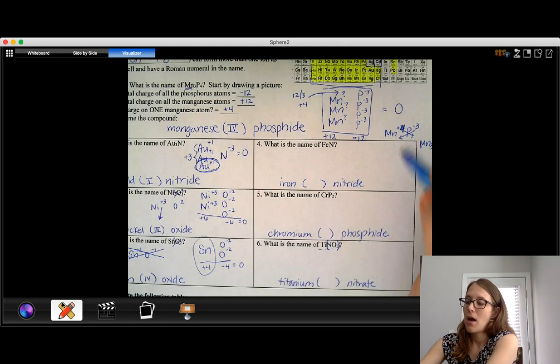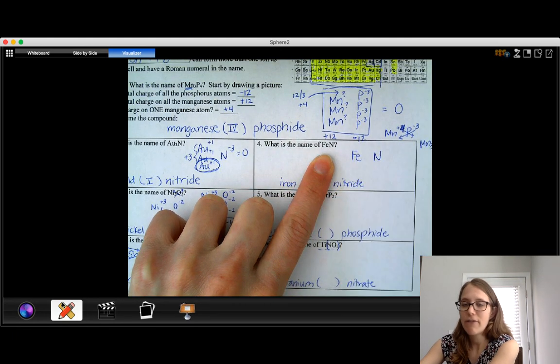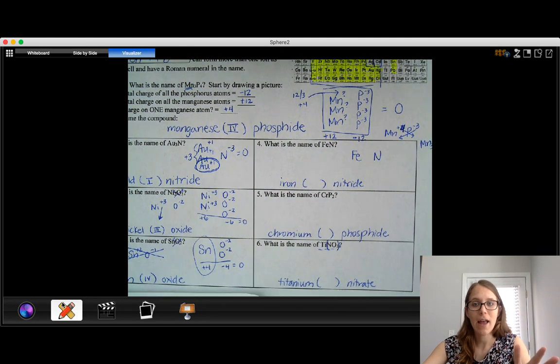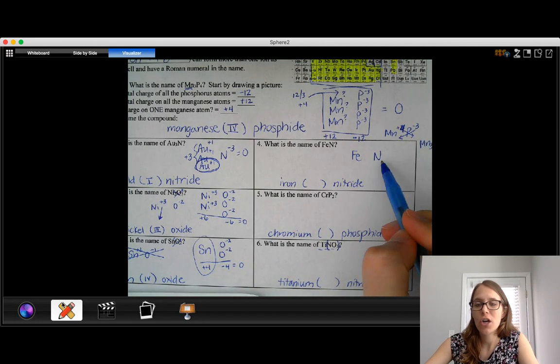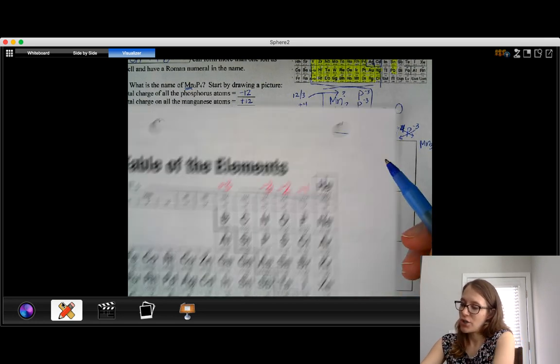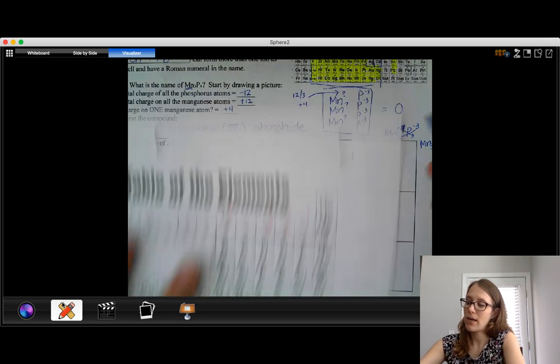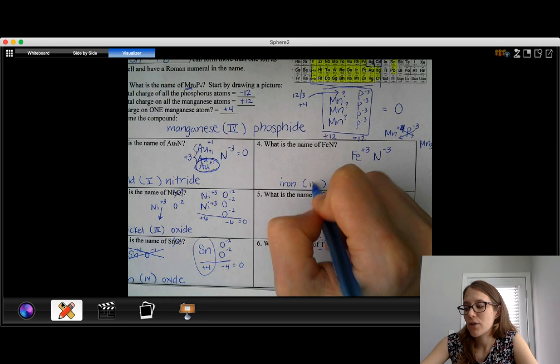Okay. All right, this one is a perfect match. Fe and N, right? 1 iron and 1 nitrogen. What that tells me is whatever the charge is on nitrogen, it's the same as the charge on iron. So nitrogen has a charge of -3. So iron is going to be positive, but the same number. So it's going to be +3 since they're a perfect match.